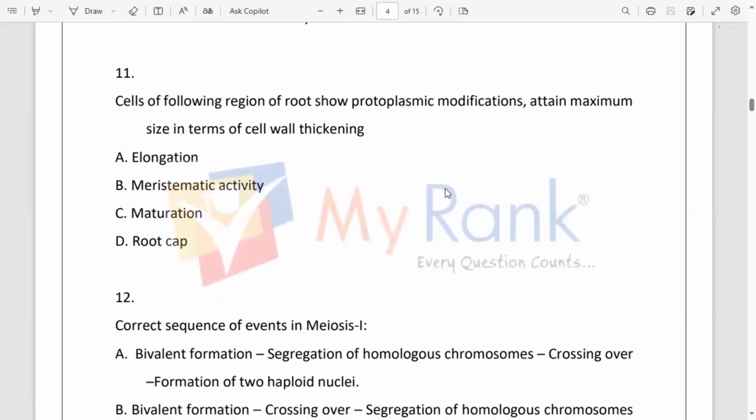Now coming to the next question, that is 11. Cells of region of root show protoplasmic modification, attain maximum size in terms of cell wall thickening. See, the above characters of protoplasmic modification attain maximum size with growth are seen for the region of maturation, because different tissues and cell types can be seen in the region of maturation only. So C is the answer.